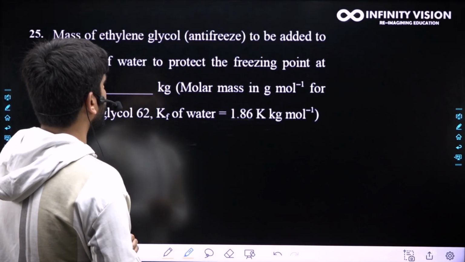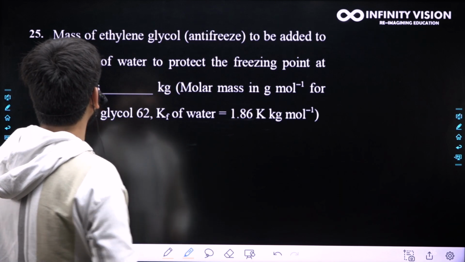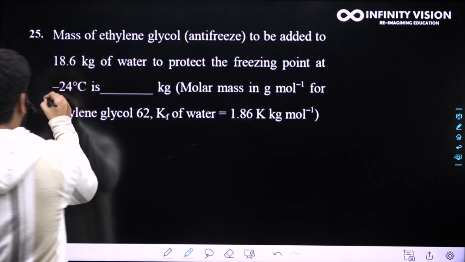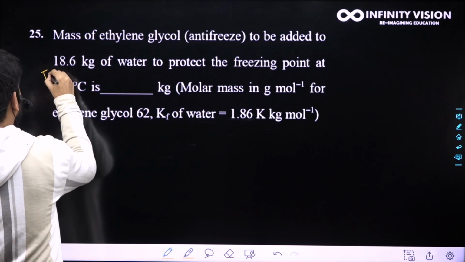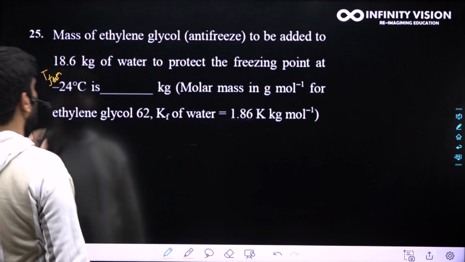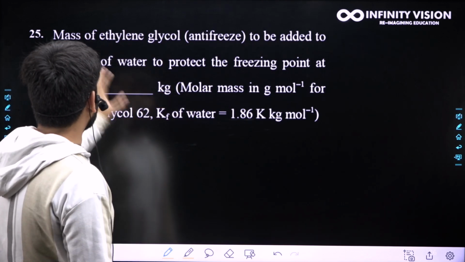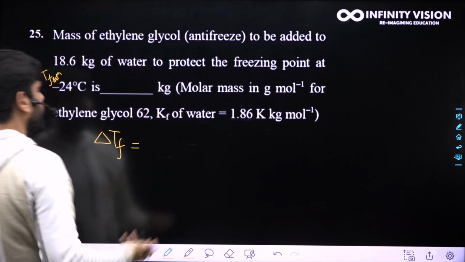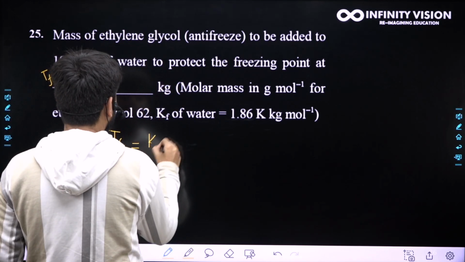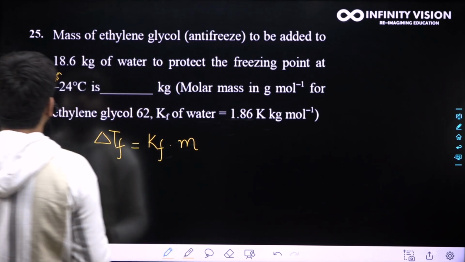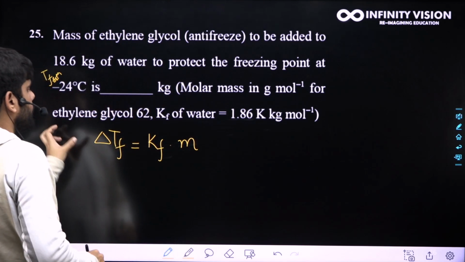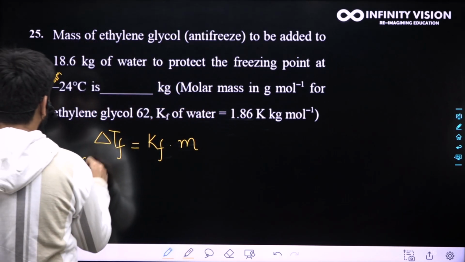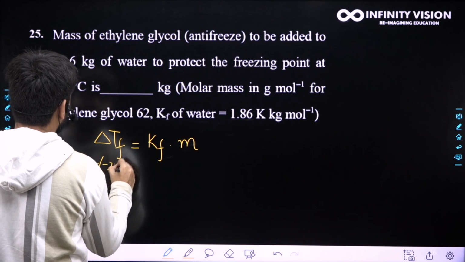Mass of ethylene glycol antifreeze to be added to 18.6 kg of water to protect the freezing point at minus 24 degrees Celsius. That means you are given the freezing point of the solution. Dash kg is the answer. The mass you are supposed to give. So we know that delta Tf, for ethylene glycol the i value is 1, right? So it would be Kf into molality. Now delta Tf is the difference of the freezing point of the pure solvent minus the solution. So it will be 0 minus of minus 24.